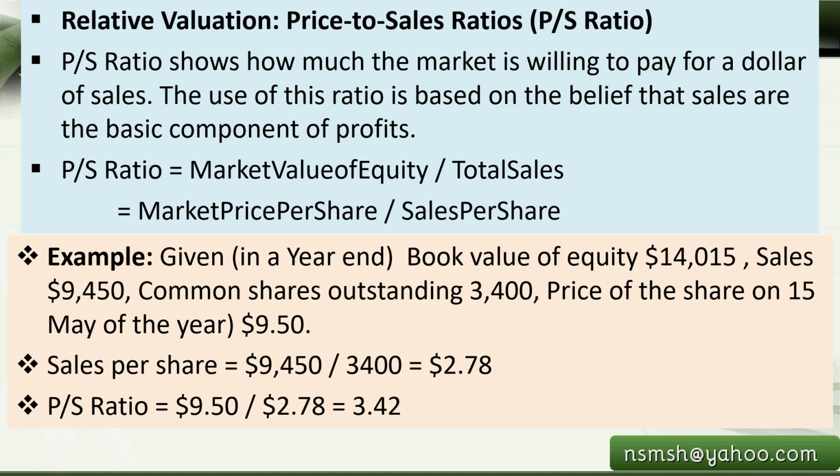For example, given at year end: book value of equity is 14,015, sales is 9,450, common shares outstanding is 3,400, and the price of the share on 15 May, which is the market value, is $9.5. So first we have to take sales per share. The sales figure is given, so we take the sales figure divided by 3,400 common shares outstanding. So per share is $2.78. If you divide the market value by that, you get 3.42. So this is how we calculate.